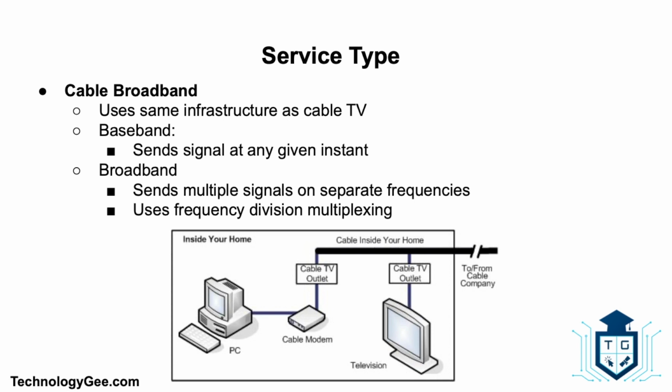And data signals can be sent over a network in 2 ways, either by baseband or broadband. Baseband signaling sends one signal at any given instance, whereas broadband signaling sends multiple signals on separate frequencies. A single piece of coaxial cable carrying multiple signals comes into your home, and a small box enables you to select specific channels. Broadband creates these separate channels through a process called frequency division multiplexing.